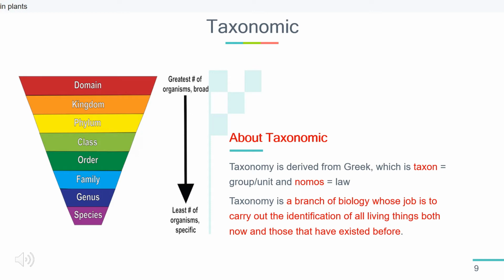So we have talked about taxonomy. What is taxonomy itself? It is derived from Greek, where taxon means group or unit, and nomos means law. So taxonomy is a branch of biology whose job is to carry out the identification of all the living things, both now and those that have existed before us.